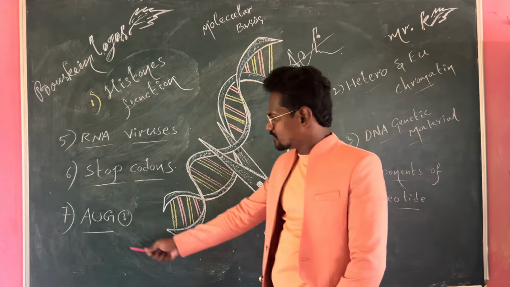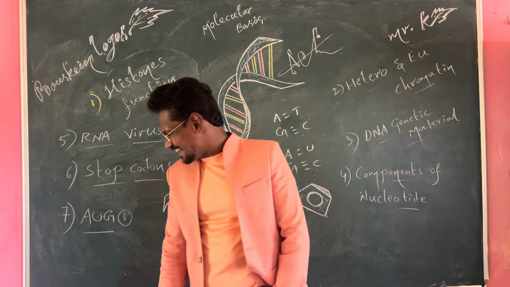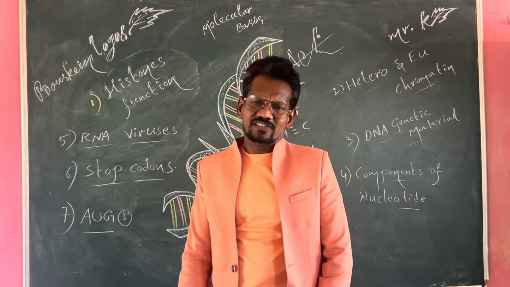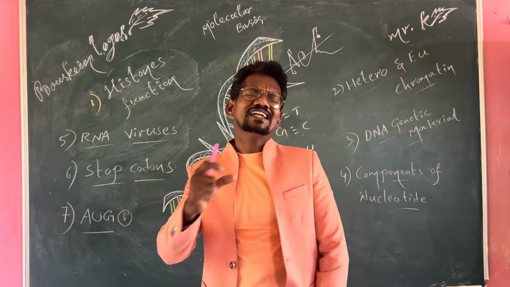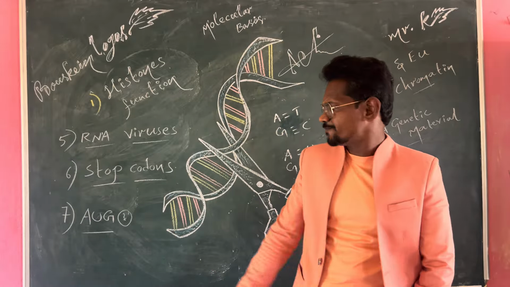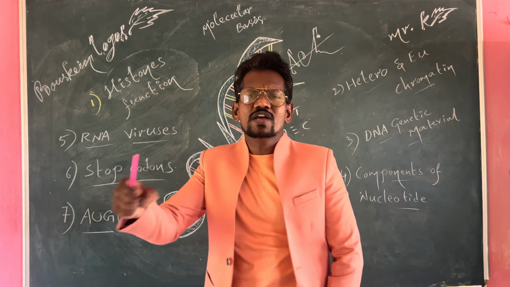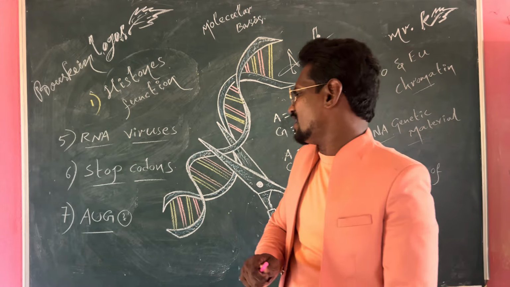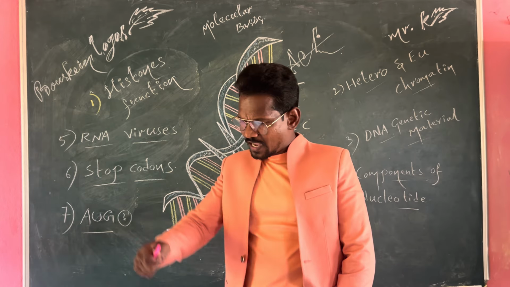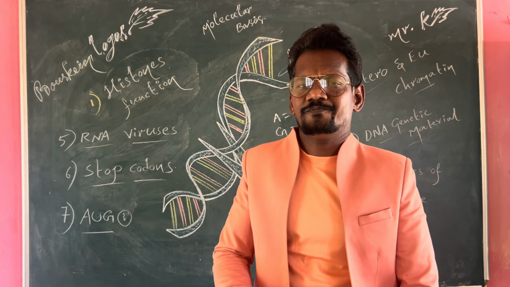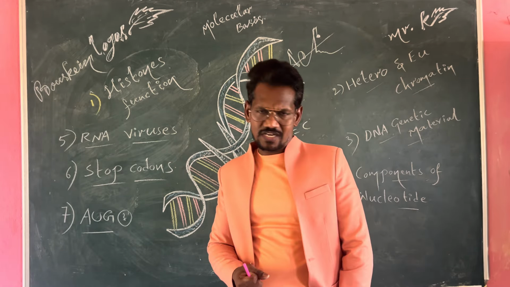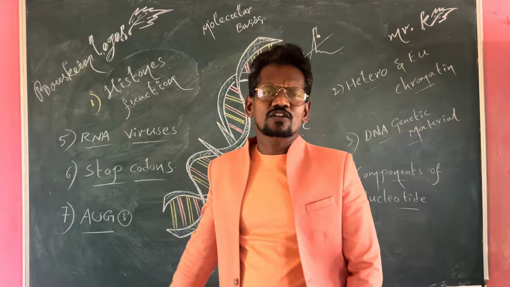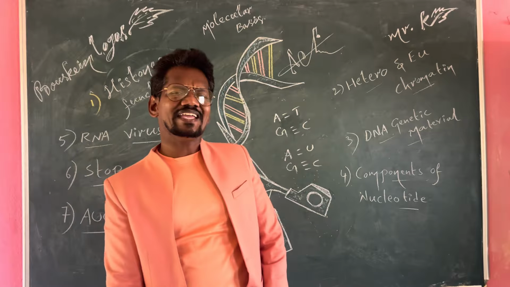Then followed by the last one, what is AUG and what does this codon indicate, what is its specific characteristic feature? The AUG codon codes an amino acid known as methionine. Methionine is coded by AUG, and it also initiates mRNA translation. Initiation by AUG is the main theme, and coding methionine is also a main theme.